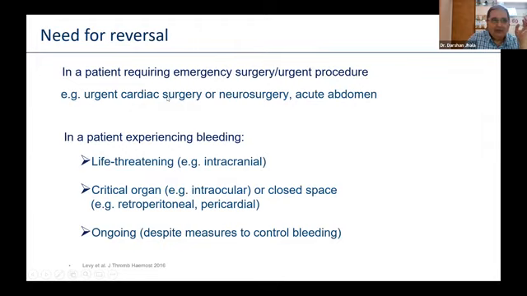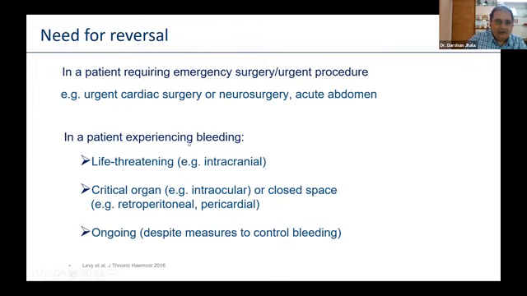There might be situations where a patient may be taking a NOAC and he might be requiring emergency surgery or an urgent procedure, for example, a vehicular accident with a fracture, or he might require urgent cardiac surgery, a life-threatening ischemic episode, or a valvular disease or some such thing, or he might require neurosurgery, or he might have an acute abdomen. So these are the situations where you cannot wait, and you will have to have some effective agent, if possible, to reverse the effect of NOAC so that timely intervention can be done.